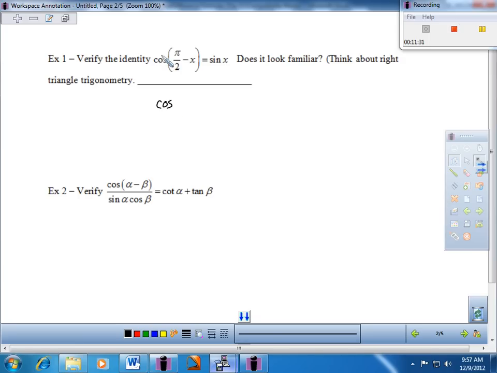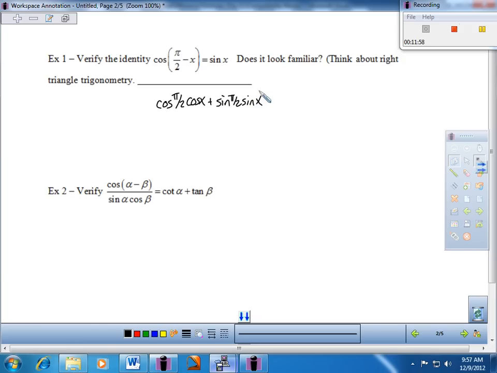It is not distribution, everybody. Let's be very clear about that. This is not just cosine of pi over 2 minus cosine of x. It is the difference formula for cosine. And that says take the cosine of the first, cosine of the second, plus in the middle, sine of the first, and sine of the second.